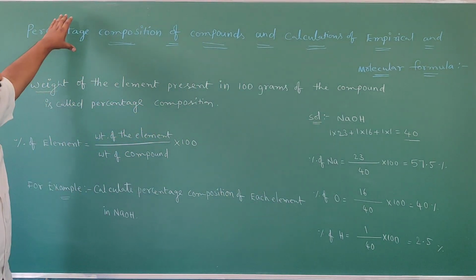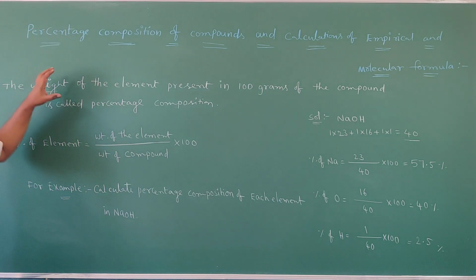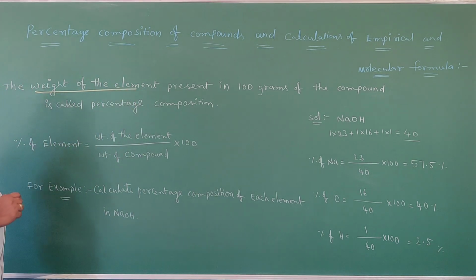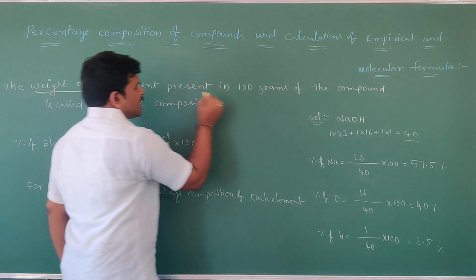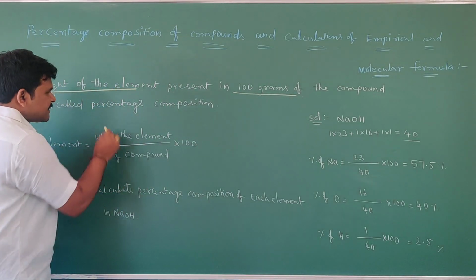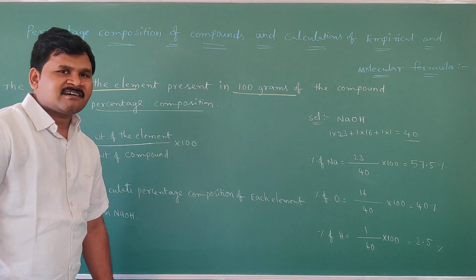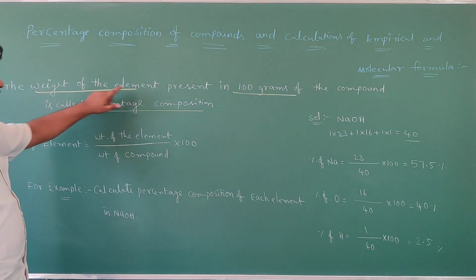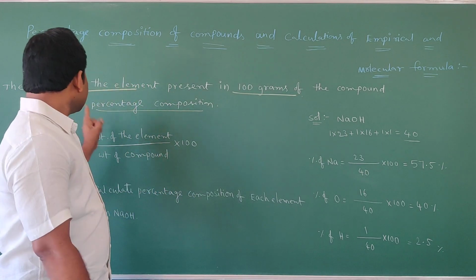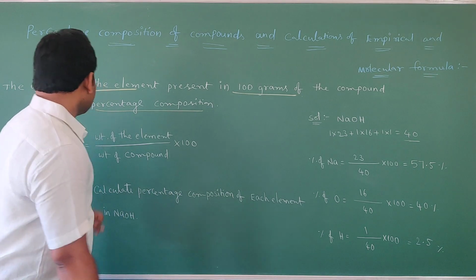Now first we will discuss percentage composition. What is percentage composition? The weight of the element present in 100 grams of the compound is called percentage composition. I repeat, the weight of the elements present in 100 grams of the compound is called percentage composition.